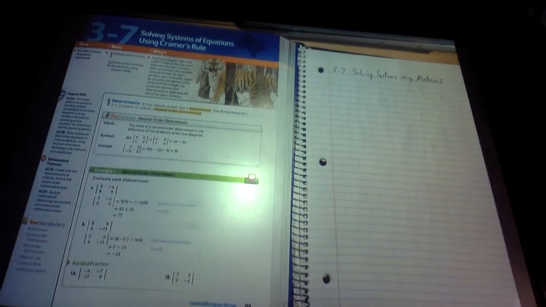Chapter 3, Section 7 today. The title of this chapter in the book is Solving Systems of Equations Using Cramer's Rule. That's dealing with matrices. What I'm going to do is call a little bit of an audible, and I'm going to teach you in 3.7 just how to solve using matrix operations. So I'm not going to teach you this thing called Cramer's Rule.